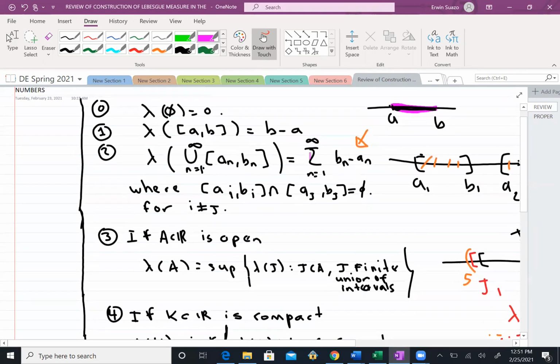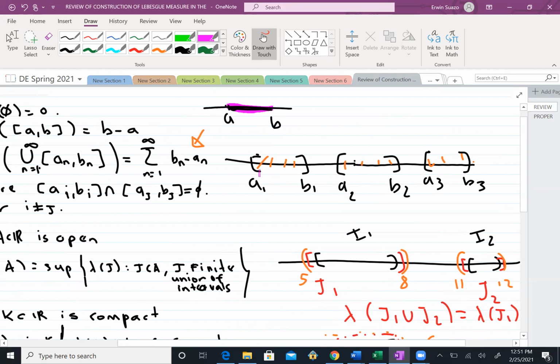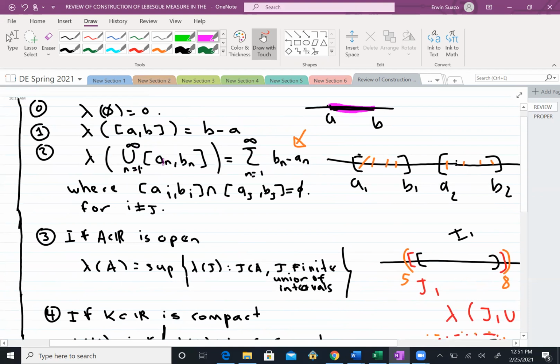So the next step was, okay, let's take unions of closed intervals, but they don't intersect. Okay, that's when the intersection is empty. That is disjoint. So then you have these three closed intervals, right? They don't intersect. The measure of the union of these closed intervals is going to be B1 minus A1, B2 minus A2, B3 minus A3. So that's what I put here. Any countable union of closed intervals is the sum. Okay, so that's what we have.